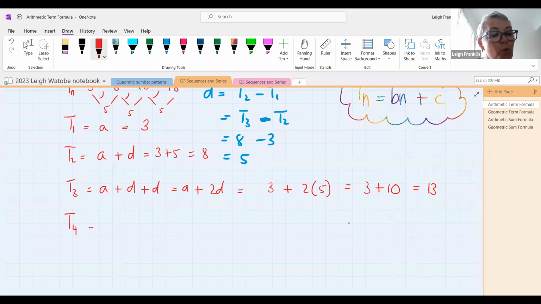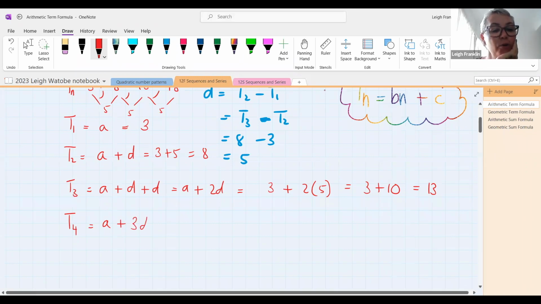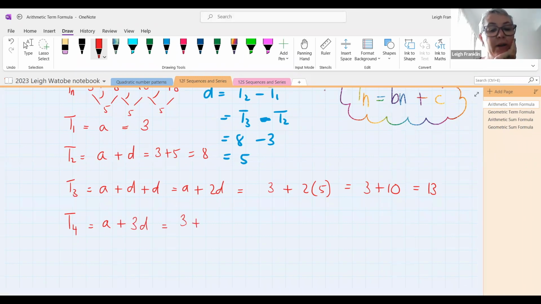So term 4 would be A plus, anybody want to tell me how many differences? How many differences would term 4 have? There we go. It would have 3 differences. Good, well done. So that would give me 3 plus 3 times 5. So that would be 3 plus 15, which is where my 18 would come from.